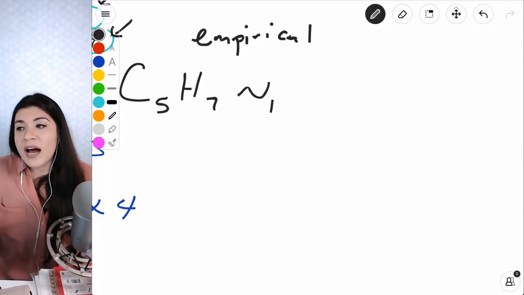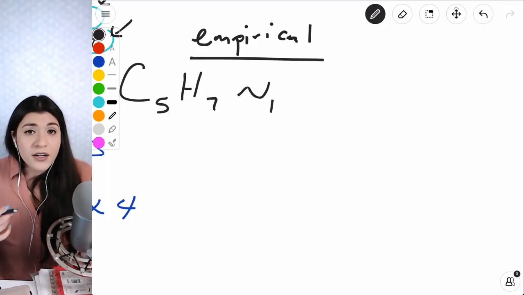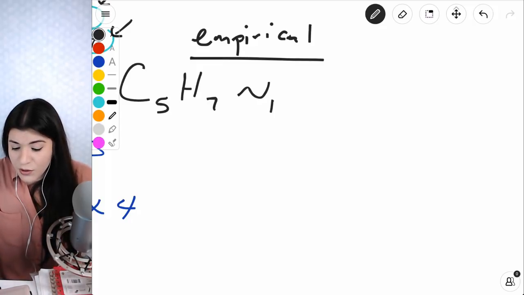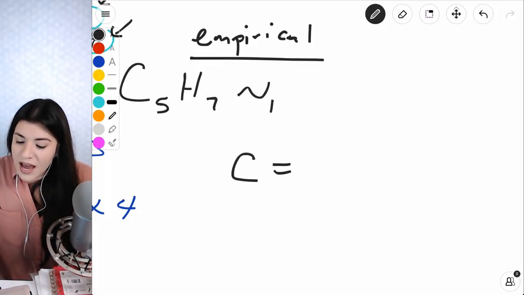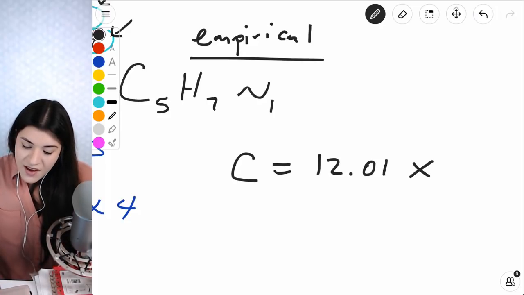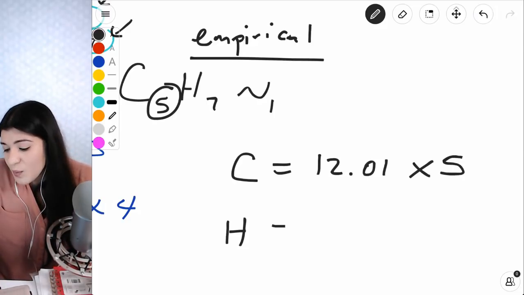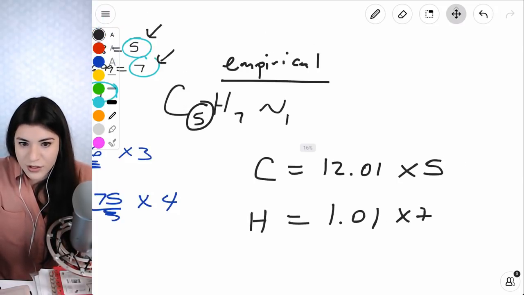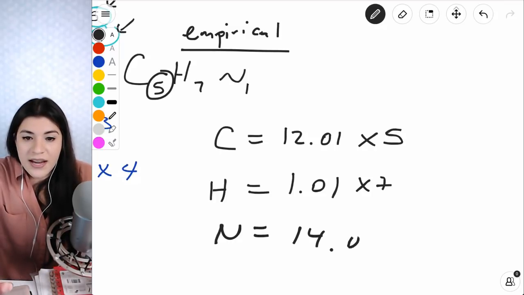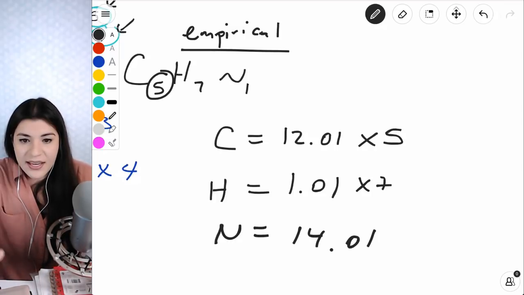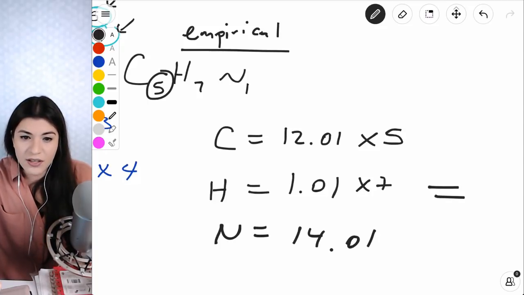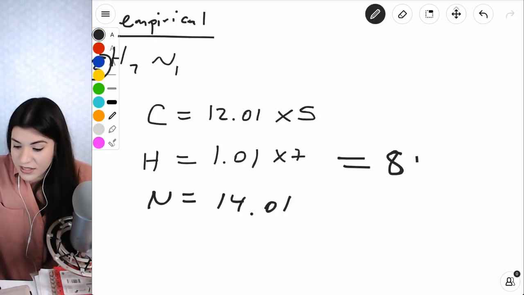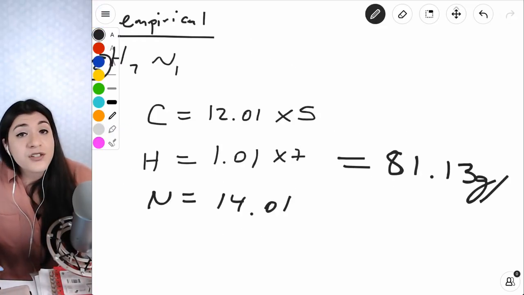Now, let's figure out how to find our molecular formula. What you're going to do is find the molar mass of the empirical formula that we just found. So let's do that. Carbon has a mass of 12.01, and there's 5 of them, so I'll multiply by 5. And then hydrogen, there's 1.01 molar mass times 7. And then next, nitrogen, there's just 1, so that's 14.01. Then let's add everything up. This would have been 81.13 grams per mole. So that's just for our empirical formula.